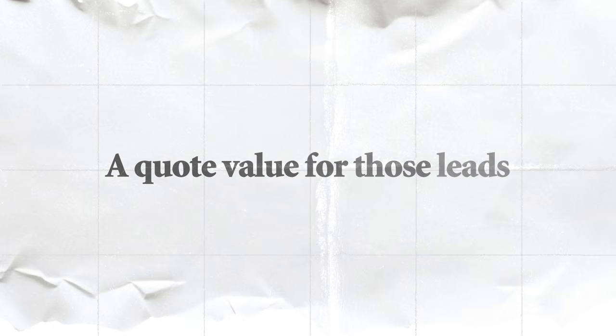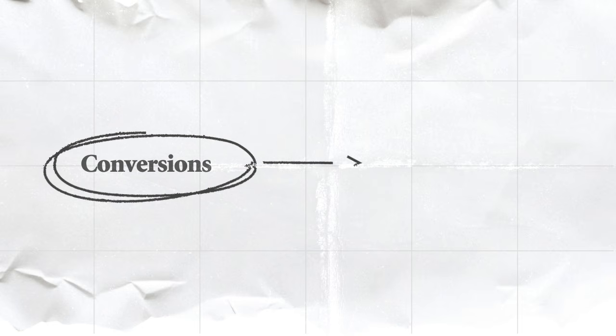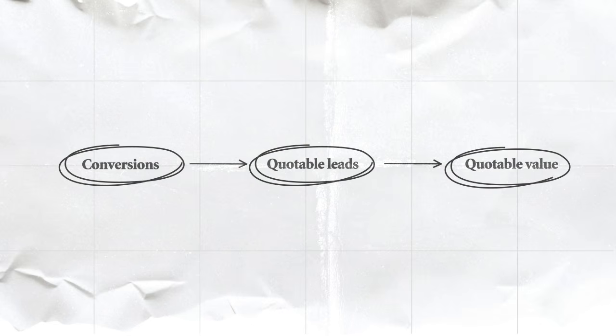The key next step the businesses then need is a quote value for those leads. That's generally how we transition with all the clients we work with. We move away from talking about conversions, and firstly we start talking about the number of quotable leads, actual qualified quotable leads that came from Google Ads. And then the next stage of that is we start talking about quotable value. What is the actual value for the business on each of those leads?